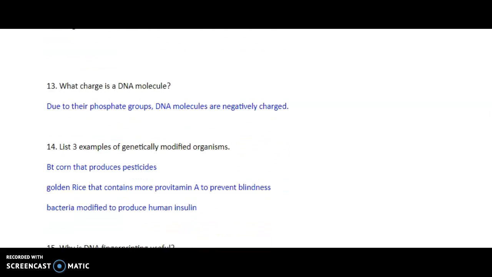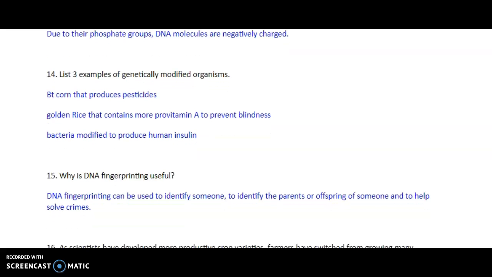Number 14, there's 3 examples of genetically modified organisms. We have BT corn that we read about. It produces pesticides now because it's been inserted with a gene to cause it to produce pesticides. Golden rice has been modified to produce more provitamin A to help children, especially in third world countries, prevent blindness, because they're getting that vitamin A that they would not normally get from their rice diet. And also we talked a good bit about bacteria that are modified to produce human insulin. And this helps to lower the price of insulin, increases the supply, so people with diabetes are not waiting on insulin and having to pay exorbitant amounts of money for it.